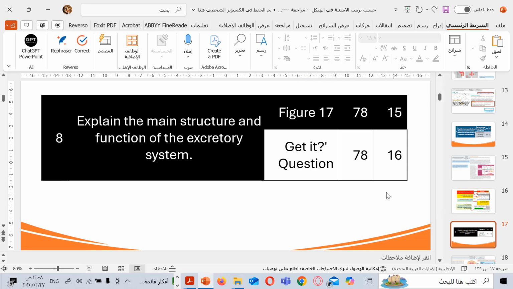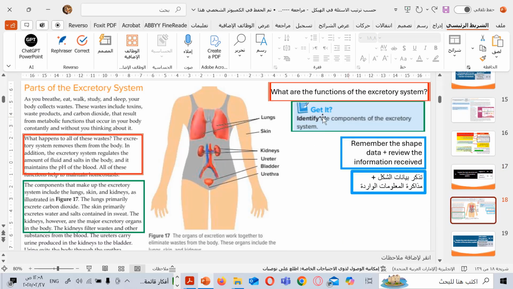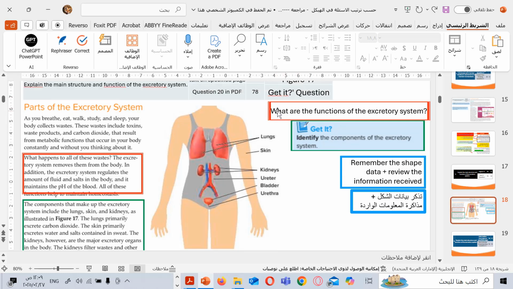Let us see this figure and the question. This is the figure and this is the get it question. I think there is another question on this page: what are the functions of the excretory system? This is the function of the excretory system, and identify the components of the excretory system. We know the excretory system is combined of the lung, skin, and the kidney. These are the components of the excretory system. Okay, next question.